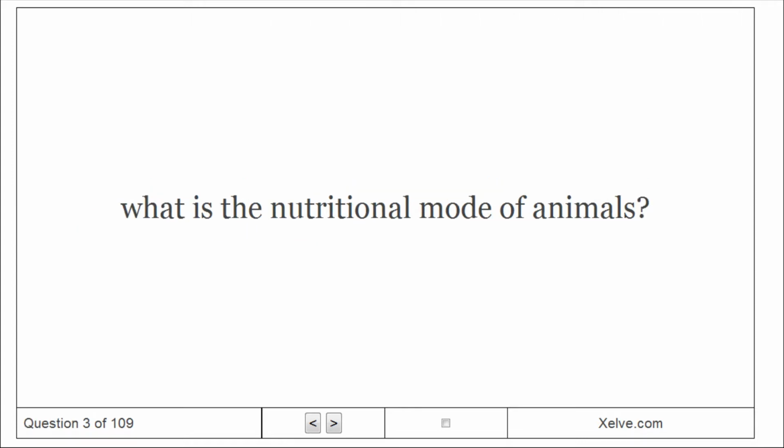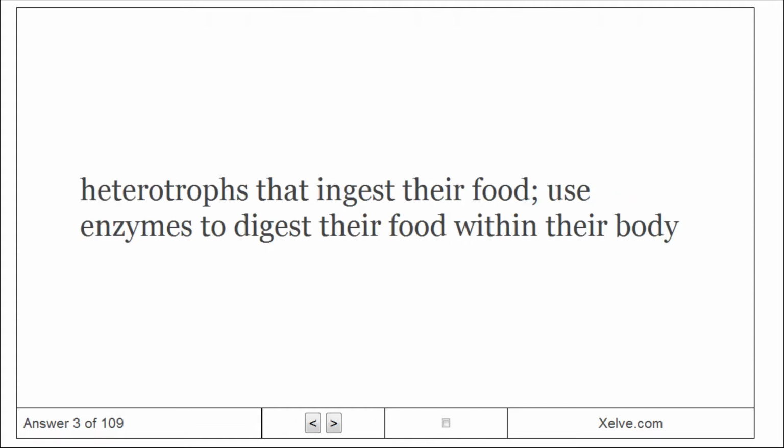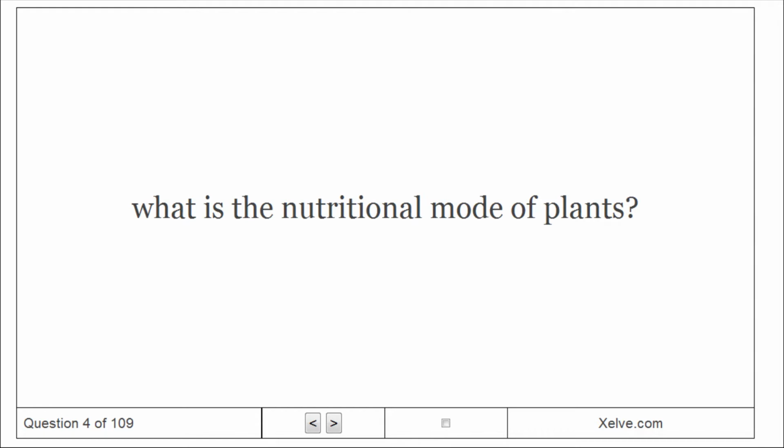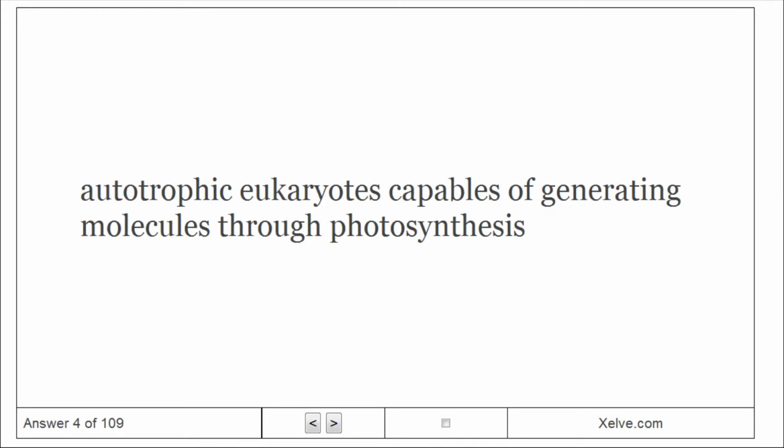What is the nutritional mode of animals? Heterotrophs that ingest their food and use enzymes to digest their food within their body. What is the nutritional mode of plants? Autotrophic eukaryotes capable of generating molecules through photosynthesis.